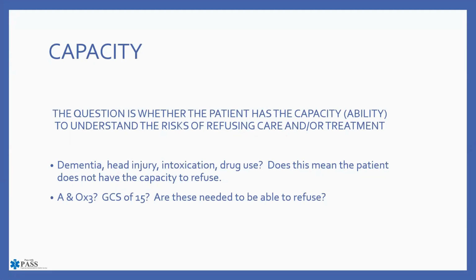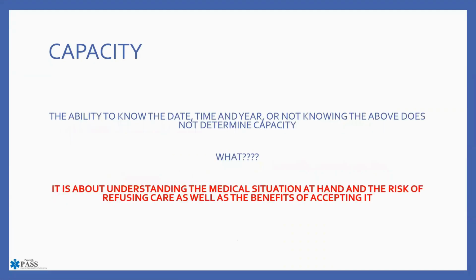So a patient that has dementia, a patient that has a head injury, intoxication, drug use, those types of things. Does this mean that the patient does not have the capacity to refuse? There really should be a question mark at the end of that. I have had patients that are under the influence of alcohol that are still alert, oriented to person, place, time, and event. So they have a GCS of 15. Are these individuals able to refuse treatment? And that really becomes the question.